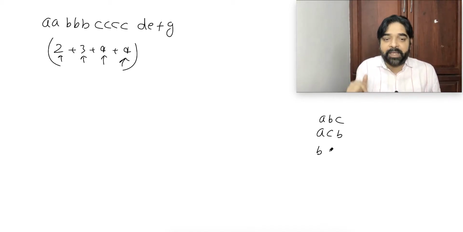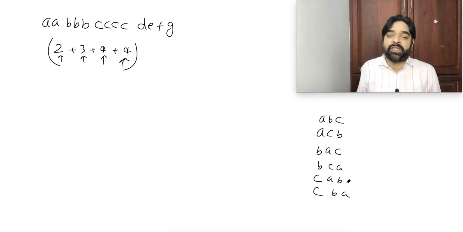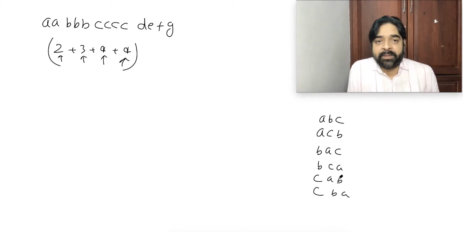Next we get BAC. What did you do? A and B you interchanged here. Next you will do BCA. What did you do? A and C you interchanged. Next you will do CAB. Next you will do CBA. This is the total interchanging that can take place. So total 6 ways will come. Everybody understood? Now imagine.